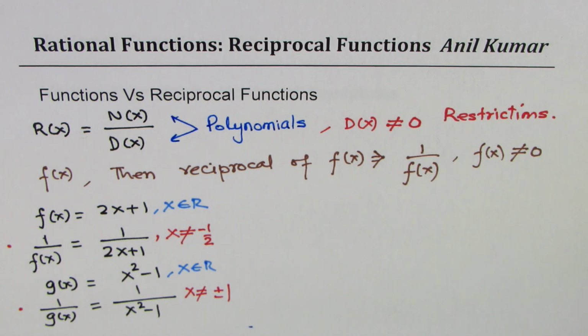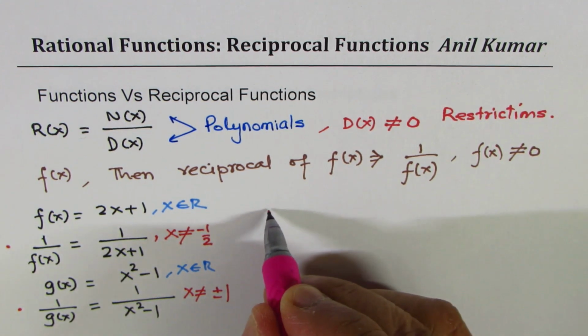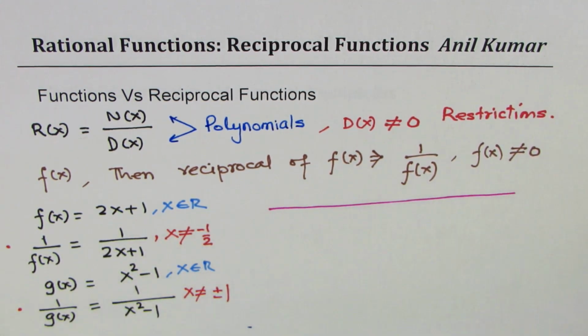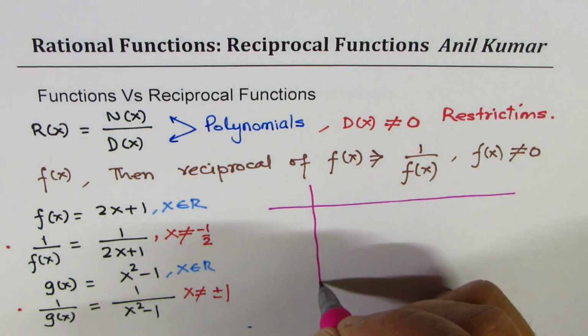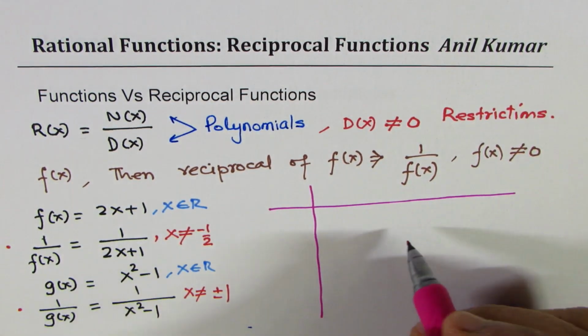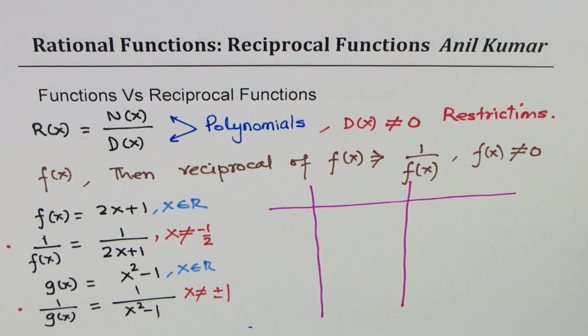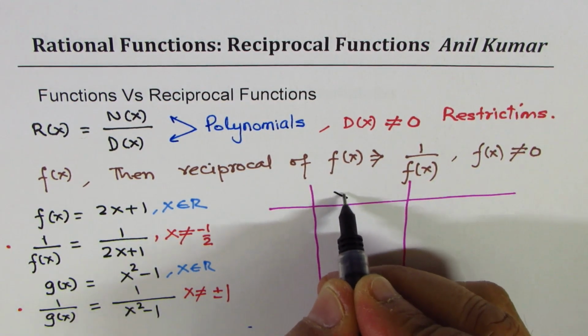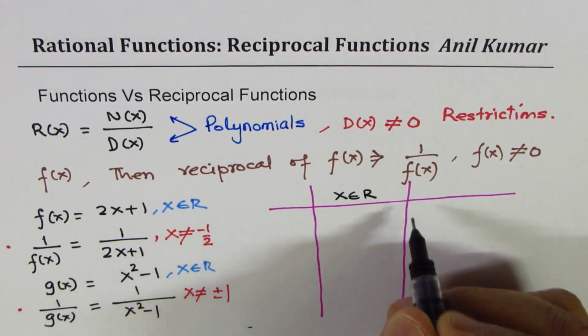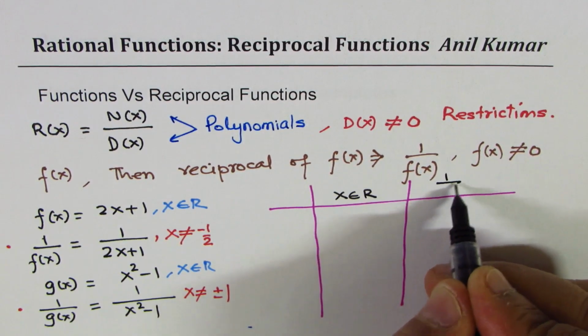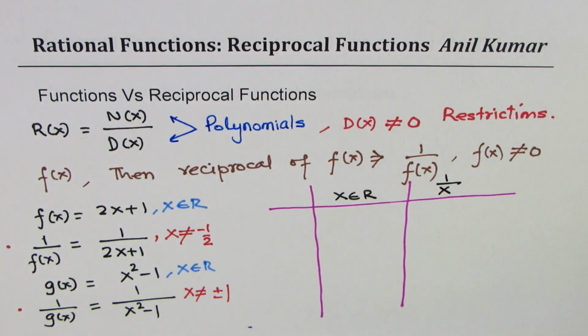However, the reciprocal has restrictions. Now, let's talk about general numbers and see how values change when we take the reciprocal of something. I'll take up some examples. Let us say we have some numbers x, where x belongs to real numbers. Then what happens to 1 over x? That is what we will check.